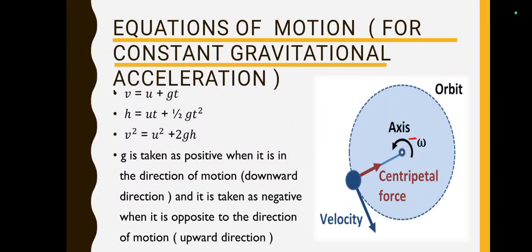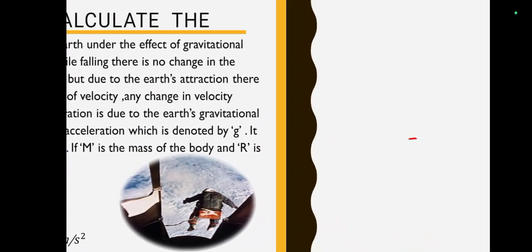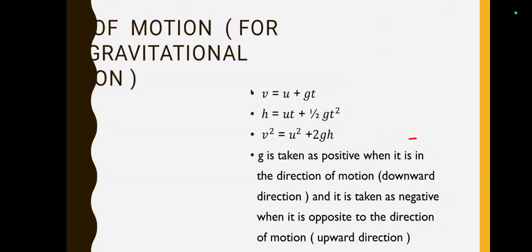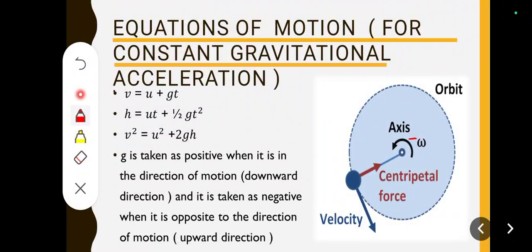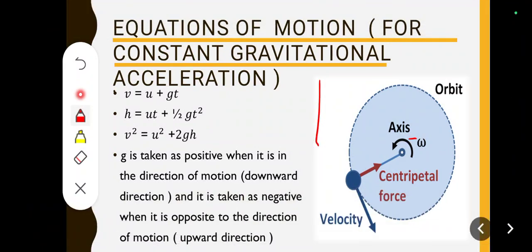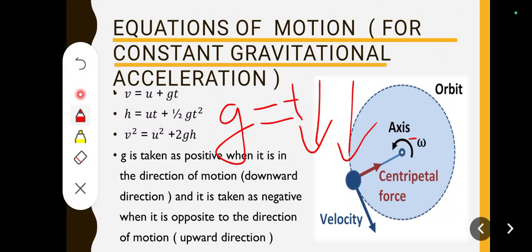Next, g is taken as positive when the object is in the direction of motion, or downwards, and g is taken negative when the object is thrown vertically upward. सिंपल सा है कि अगर ऑब्जेक्ट आपका ऊपर से नीचे गिर रहा है, ग्रेविटेशनल एक्सेलरेशन भी आपका नीचे है, इट मीन्स both are having the same direction, then the small g, that is the gravitational acceleration, will be taken as positive.